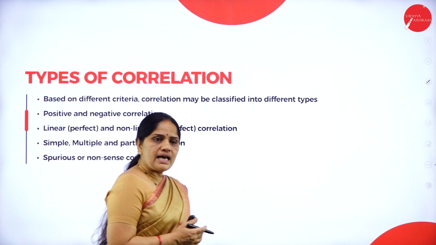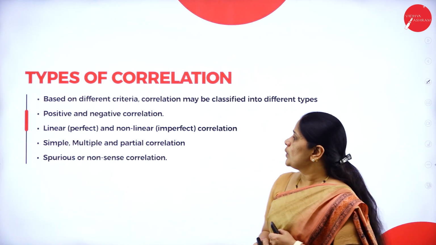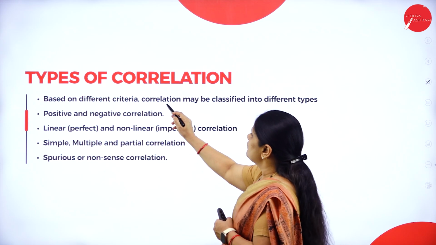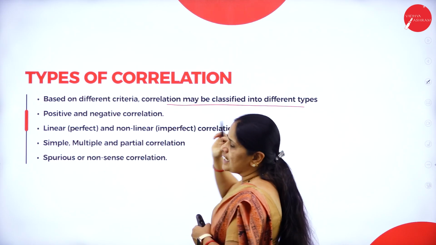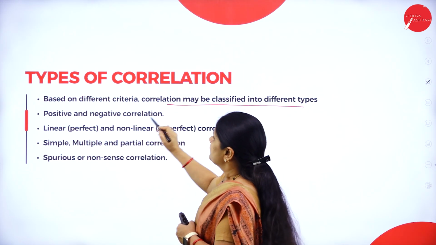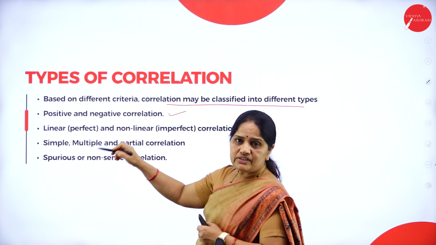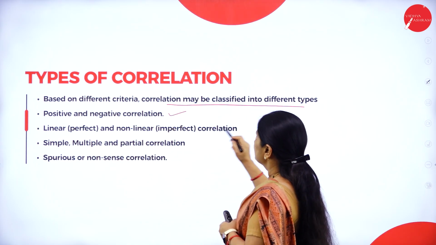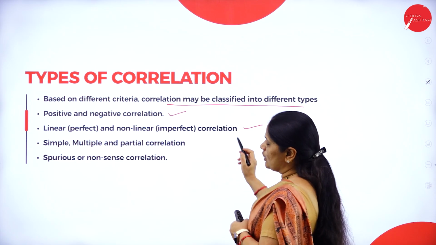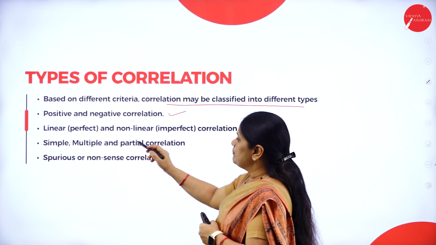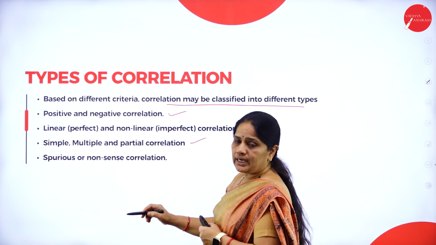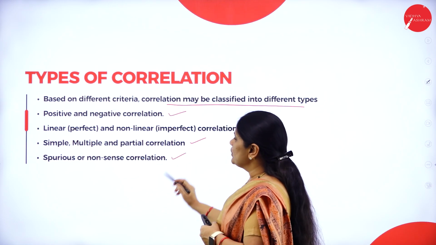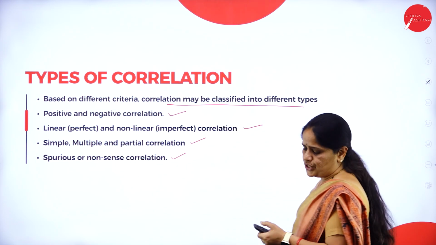Next, let us have a look into the types of correlation. Based on different criteria, correlation is classified into different types. The first one is positive and negative correlation. The second one is linear and non-linear. The third one is simple, multiple and partial correlation. The last one is spurious or nonsense correlation.